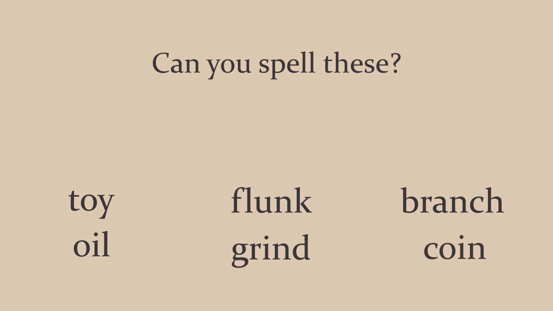Okay, how did you do? We have our oi sound, and we've got a closed syllable exception with grind, and we've got flunk and branch, which are glued or welded sounds. So we have quite a few different things, and don't worry about marking anything. Okay, we will talk about marking later. Well, marking the glued sounds, of course, but not any of the vowel teams that we've learned. Okay, let's enjoy our shiny coin.